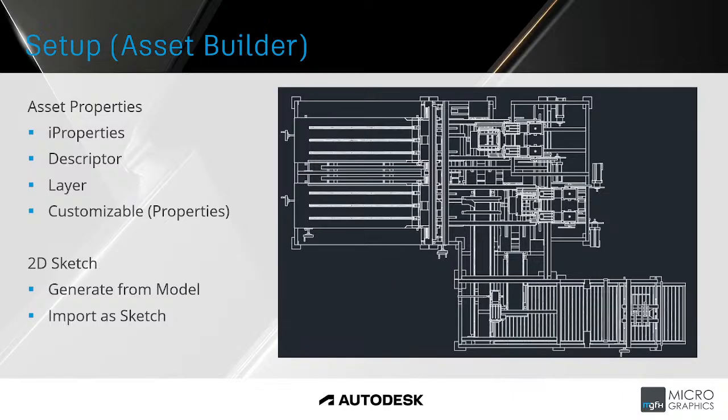So we can see here that packaging machine I spoke about earlier. There's our top view sketch of that. That block would then represent that object in a 2D view.